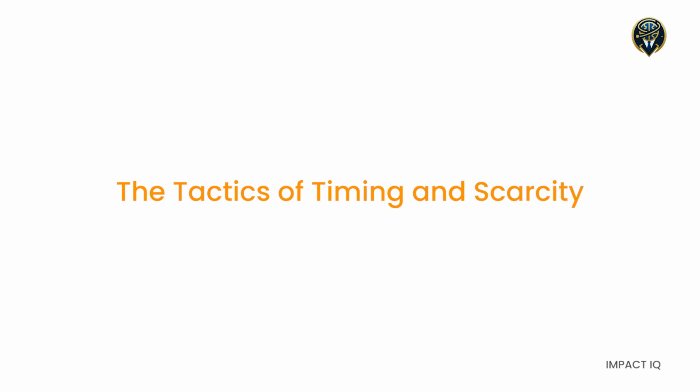The tactics of timing and scarcity. The tactics of timing and scarcity are powerful psychological tools in political campaigns, creating a sense of urgency that compels voters to act quickly. Campaigns often deploy these strategies to heighten the stakes, making you feel as though your decisions must be made immediately or risk missing out on something vital.